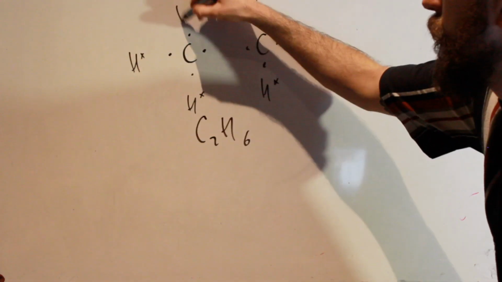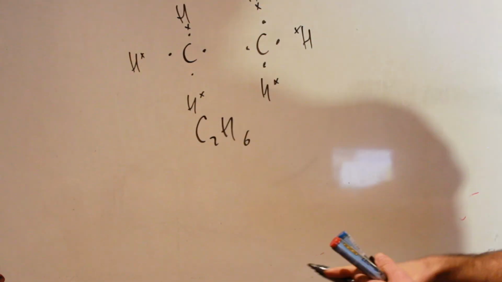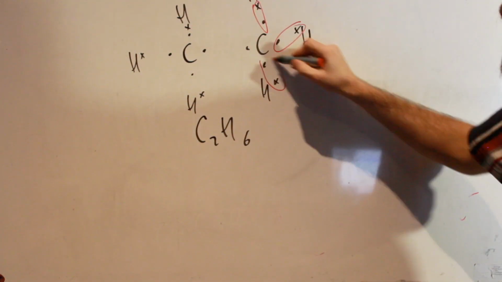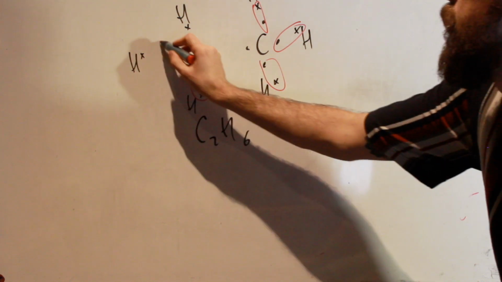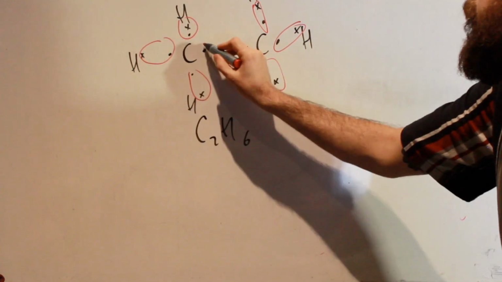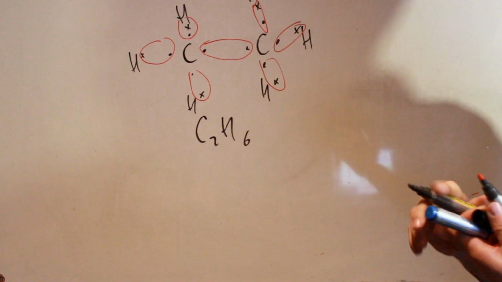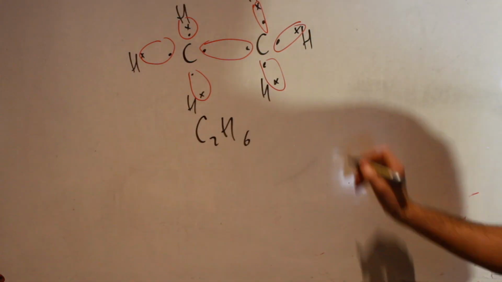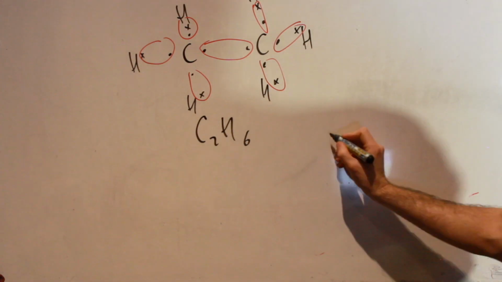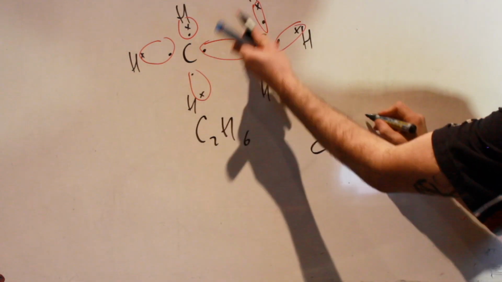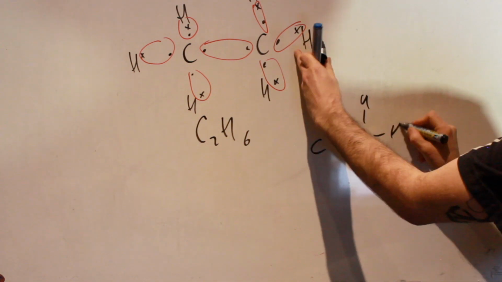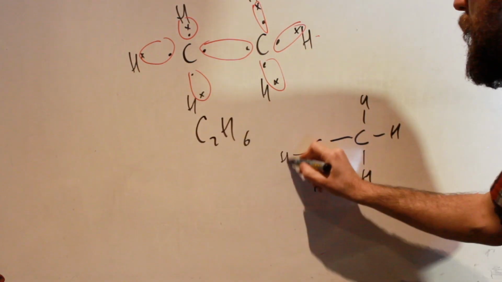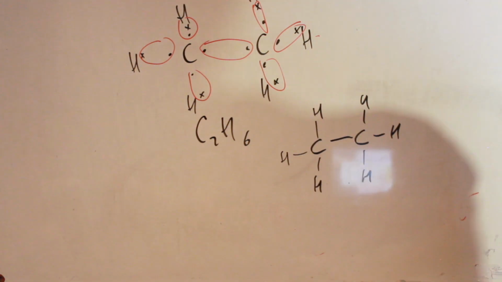So what happens is we form a covalent bond between these, and these, and these, and these, and these, and these, and then a covalent bond between these, which we can write if we draw it with our lines. We end up with a covalent bond there, there, there, there, there, there, and there.